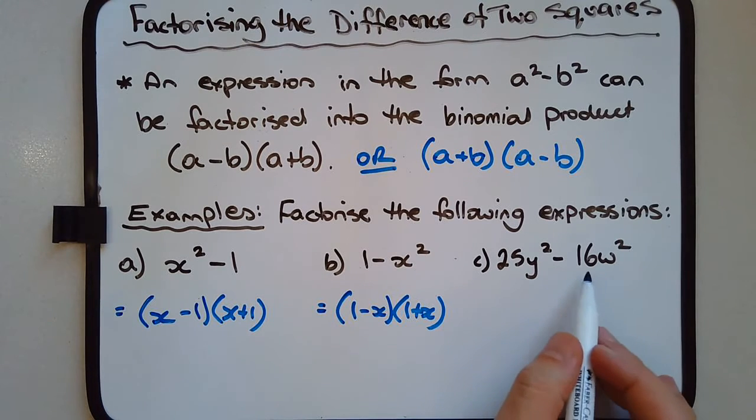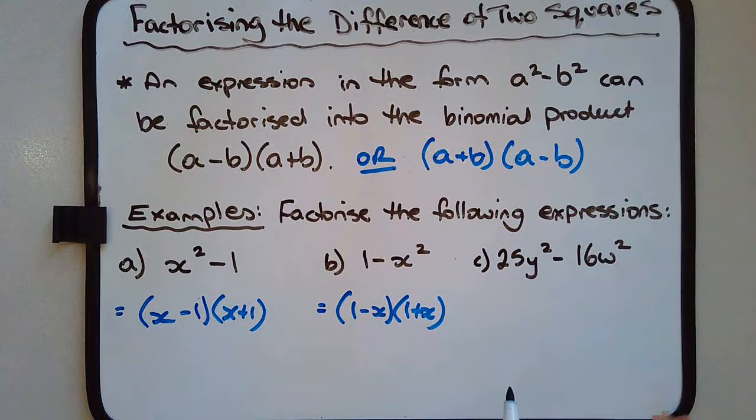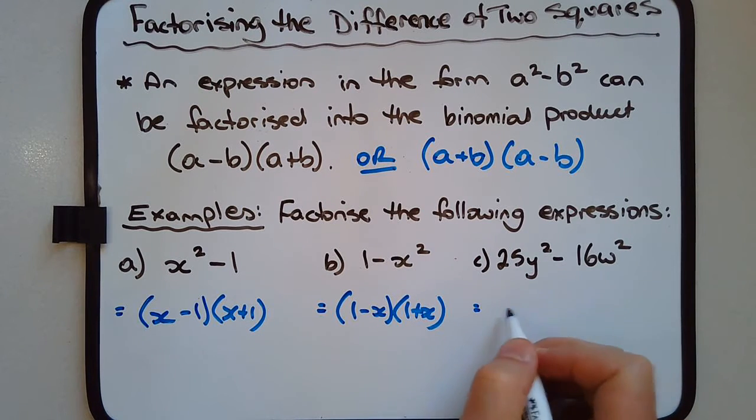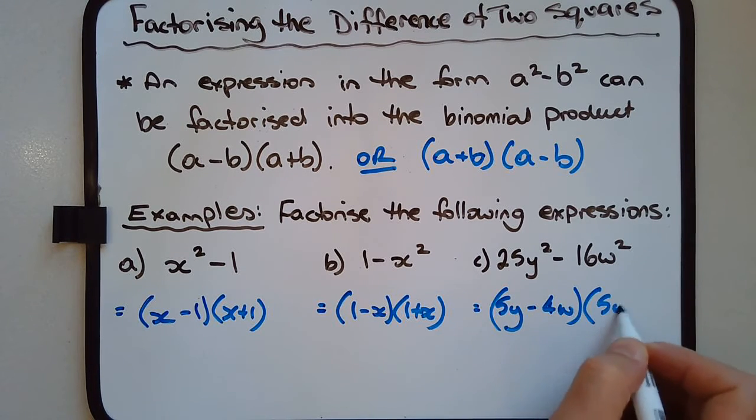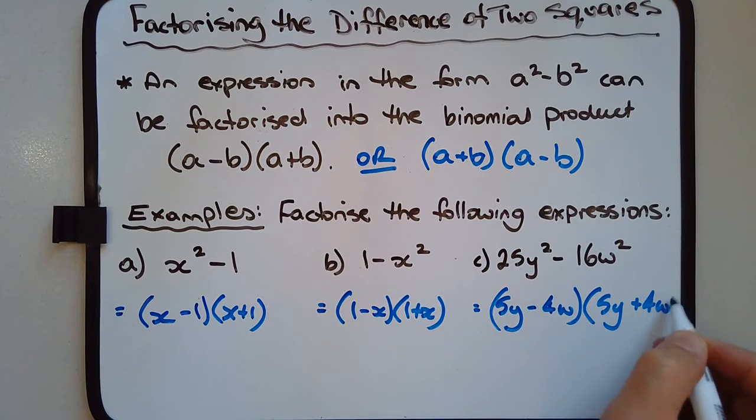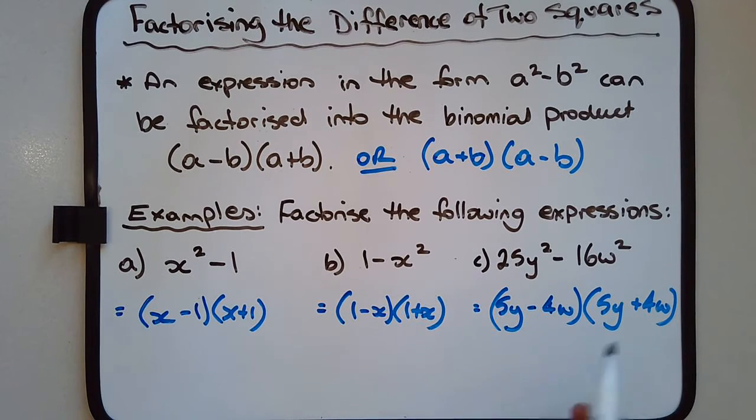25y squared minus 16w squared. Take the square root of the 25y squared, so that's going to be 5y. Square root of 16w squared is 4w, so 5y minus 4w, 5y plus 4w. Okay, so again, it's a product of the two factors there. So let's look at some other examples.